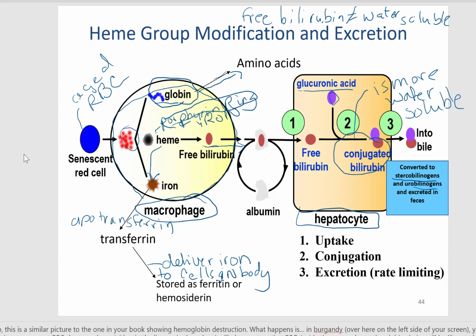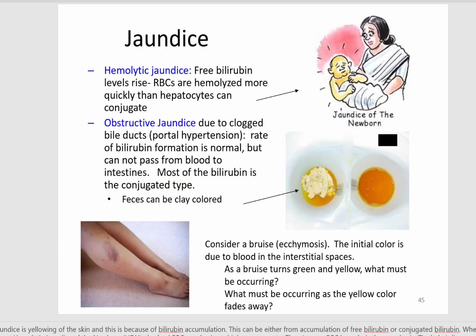This is why your urobilinogens are yellow. So urobilinogens make your urine yellow. Stercobilinogens make your feces brown. You see, it is dying aged red blood cells that make your feces brown and your urine yellow. That's important to know, especially when we're studying about jaundice.